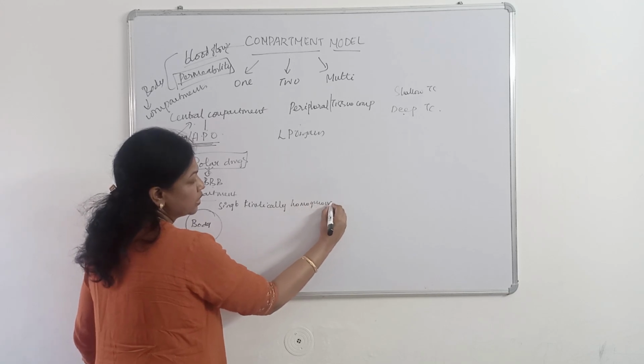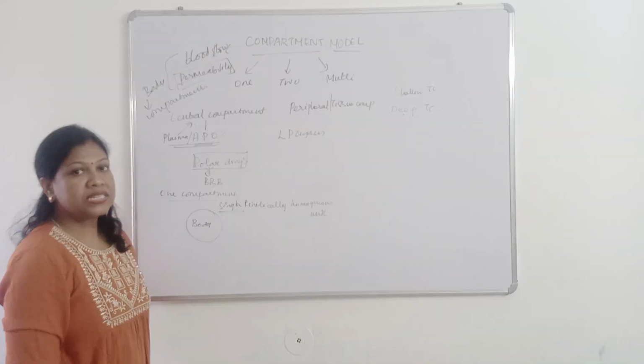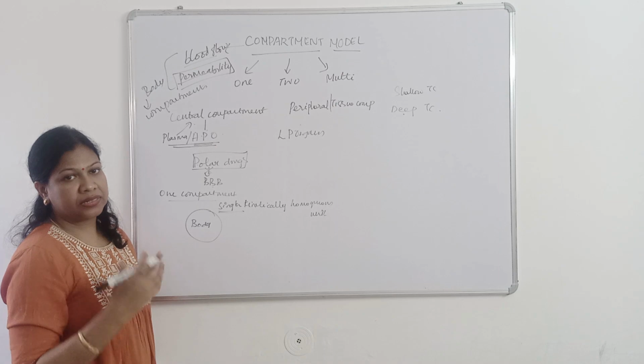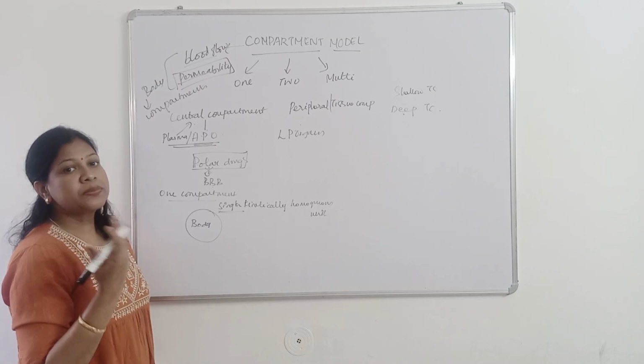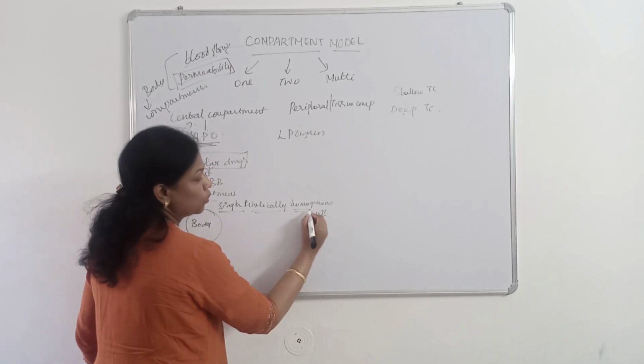Kinetically homogeneous unit. What does it mean? मतलब whole body is considered to be a single unit. पूरे बॉडी को हम सिंगल यूनिट मानते हैं, एक ही यूनिट मान रहे हैं. किस बेसिस पर एक यूनिट मान रहे हैं? डिपेंडिंग अपॉन द काइनेटिकली होमोजीनस.